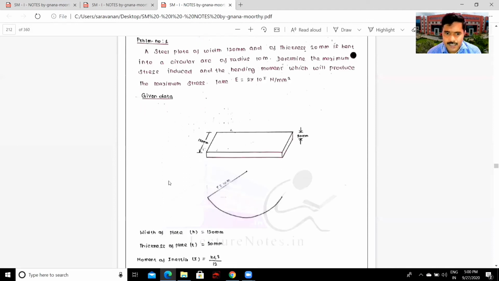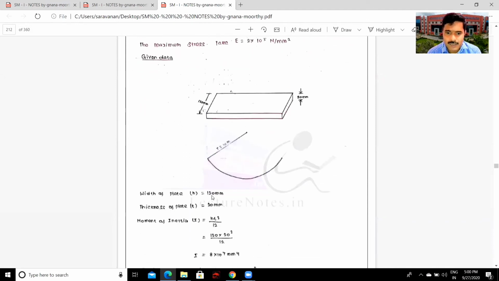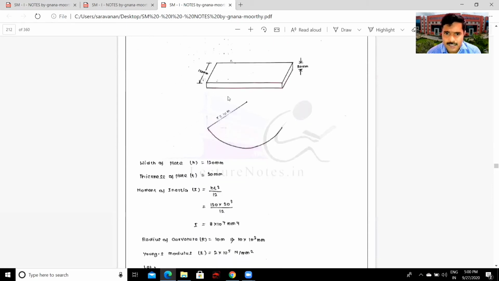So what are the given data? Width of the plate is given as small b, how much? 120 mm. Thickness of the plate is given as 20 mm. So for the moment of inertia I, what is the formula? This is like a rectangular section, so b t cube by 12. Here the depth is small t, the thickness. Here the depth is nothing but the thickness. So b t cube by 12.